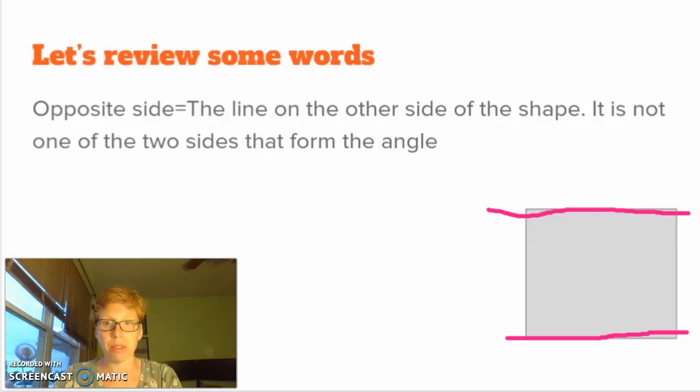So these are the different attributes of shapes. Thank you for learning them with me.